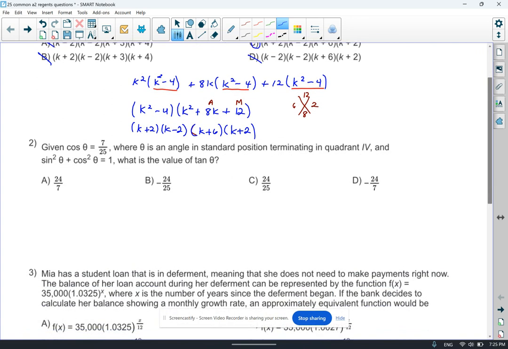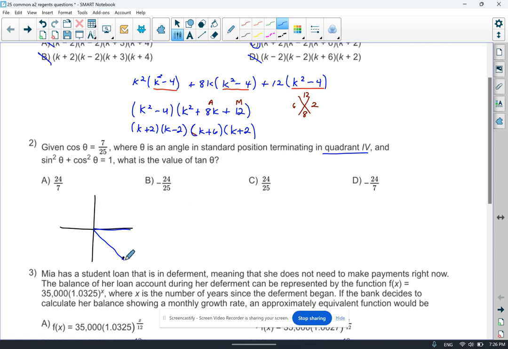I now want to do number 2. So this is our standard trig question. We call them bow tie problems. And the first thing I do is I want to sketch out an XY quadrant. I know that an angle in standard form, the angle lands in quadrant 4. So here's the terminal side of the angle.